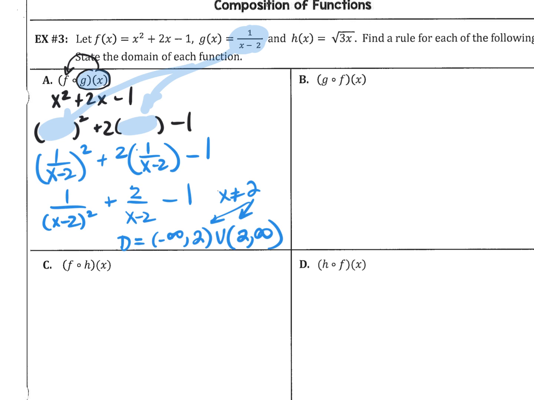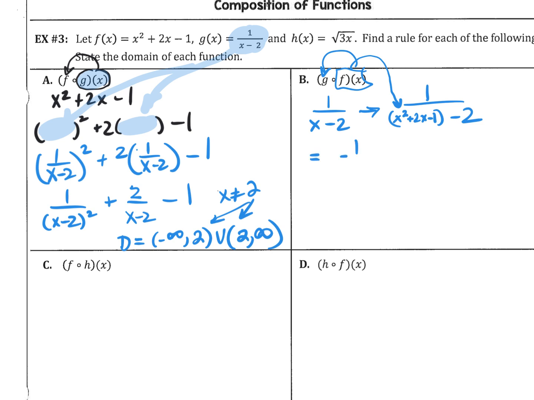All right, so instead of F of G, this time we're doing G of F. So now we're going to take F of X and plug it into G. So now we're going to rewrite G, and everywhere there's an X, we're going to put a parentheses. So what is G? 1 over X minus 2. So this is going to become 1 over something minus 2. And guess what that something is? Is everybody seeing that? That's going to be whatever F is. So what is F? Yeah. So we're going to plug in X squared plus 2X minus 1. And then we'll clean it up.